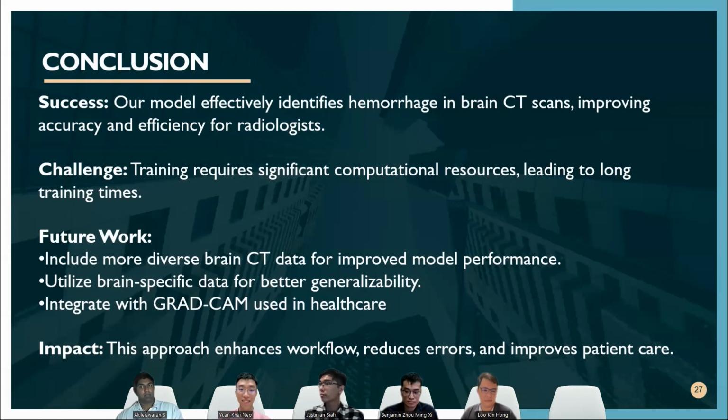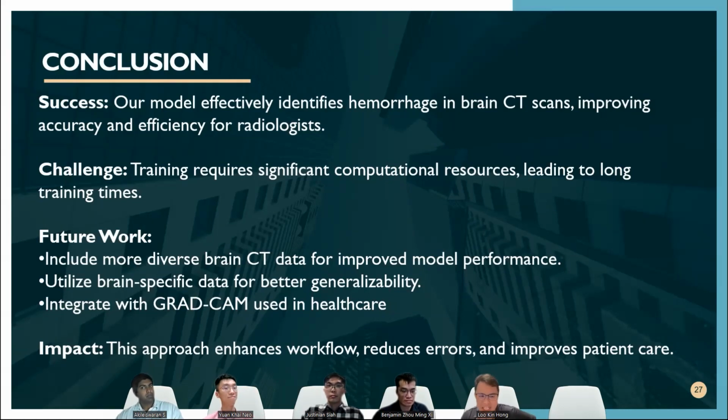Very much, Achilles. As demonstrated, not only is our model able to effectively identify hemorrhage presence in brain CT scans, but in day-to-day life, it can also help to value add by providing improved accuracy and efficiency for radiologists.